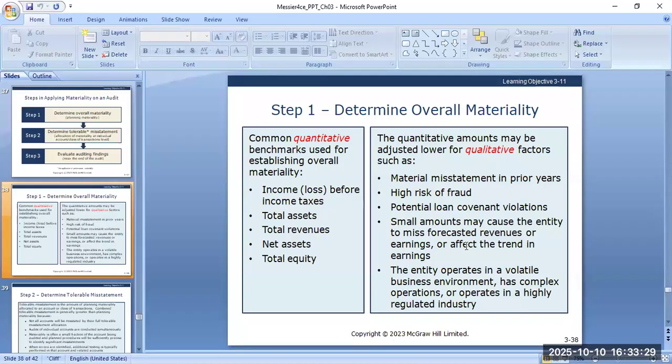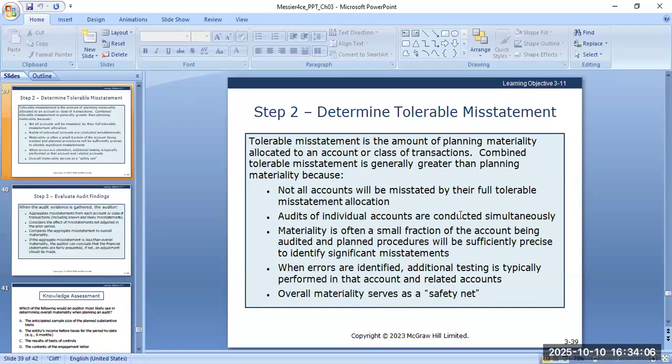Small amounts may cause the entity to miss forecasted revenue or earnings, or affect the trend of earnings. Or the entity operates in a volatile business environment, which has complex operations and operates in a highly regulated industry. All those circumstances may affect the amount used for the materiality to be adjusted. That's step one. Let's see now step two.